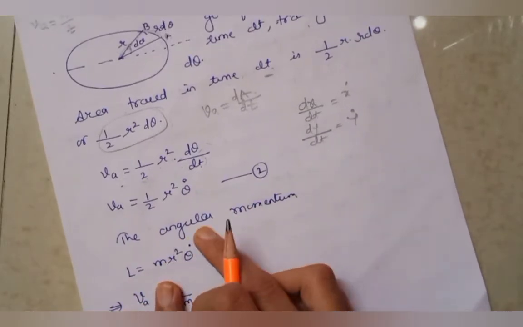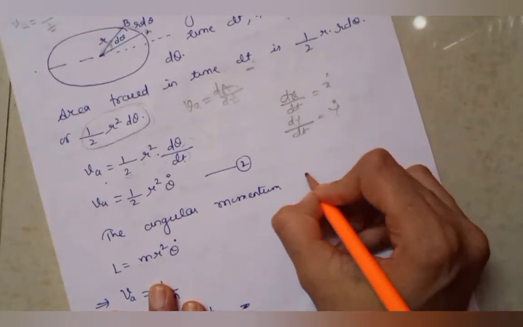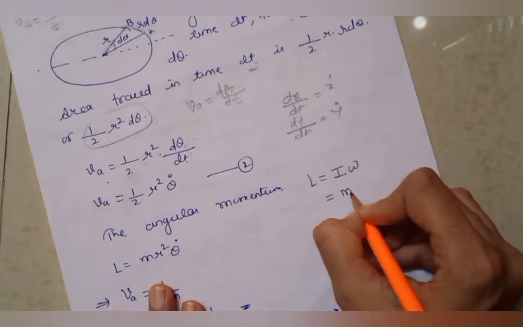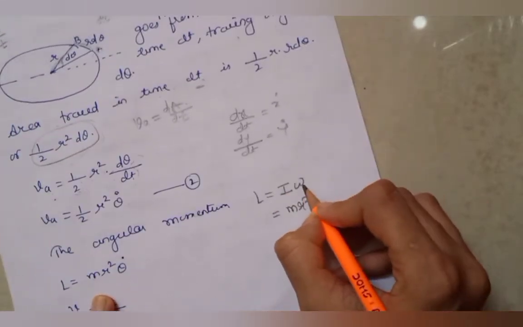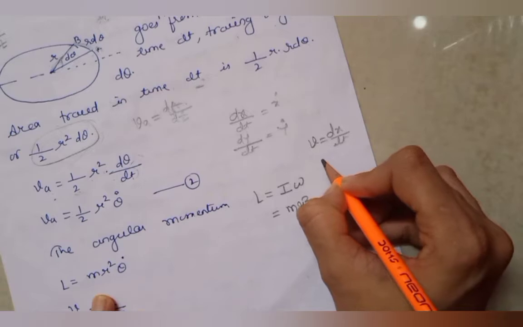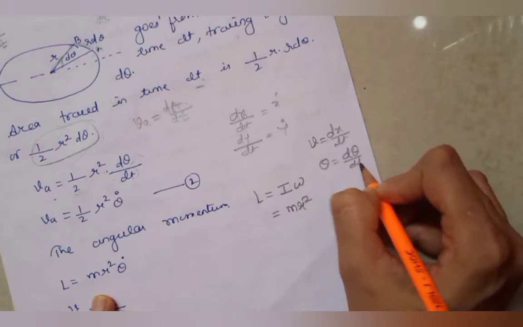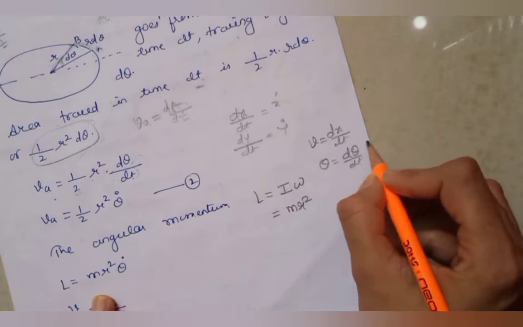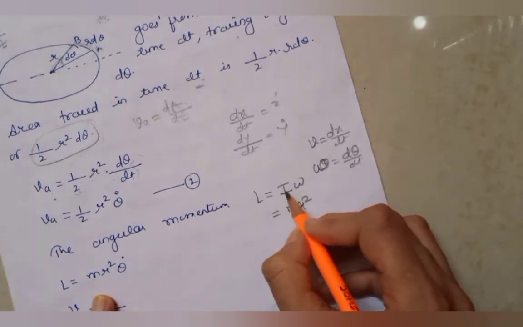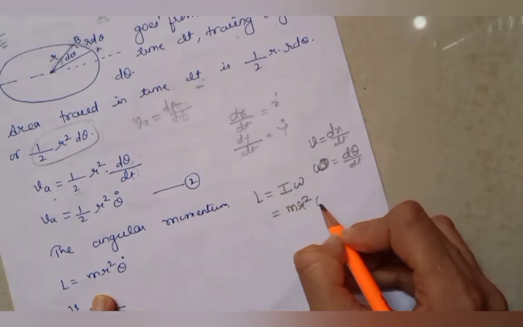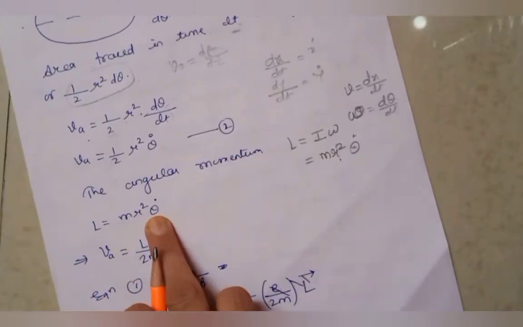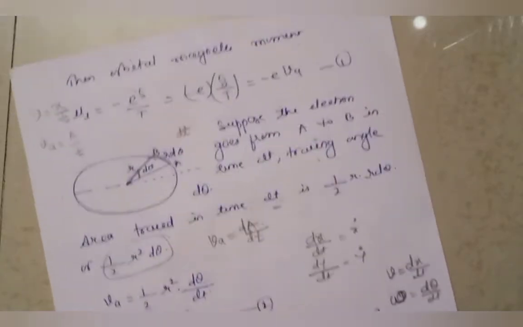You all must also know the formula for angular momentum, L is equal to I into omega. What is I? I is the moment of inertia, so it is m r square. And what is omega? Omega is the angular velocity. Linear velocity is dx by dt, and angular velocity is d theta by dt, because x is linear displacement and theta is angular displacement. So instead of omega I can write d theta by dt, which is nothing but theta dot. That is how I have written here. Angular momentum is given by L is equal to m r square theta dot. So what is VA here?